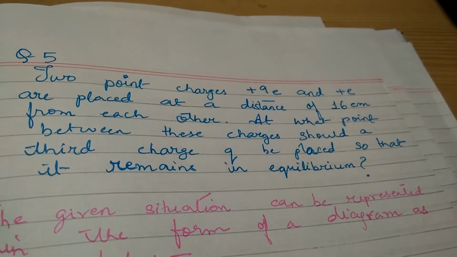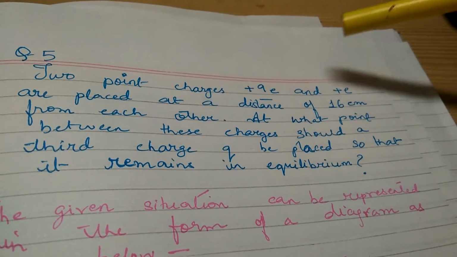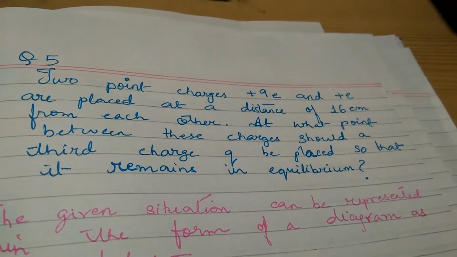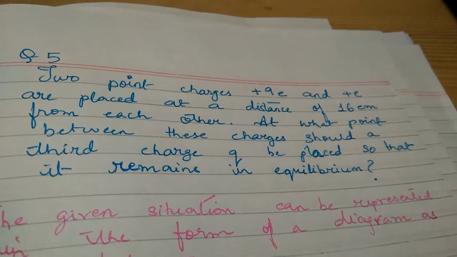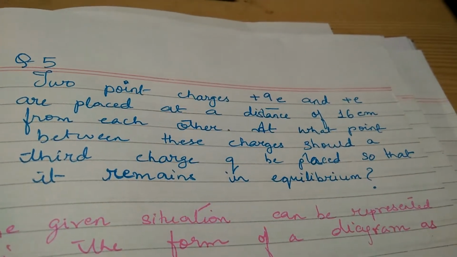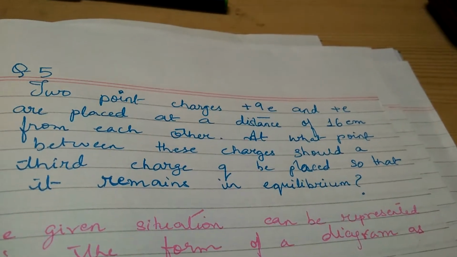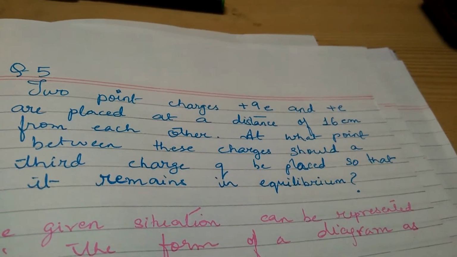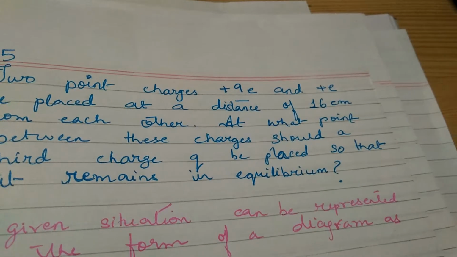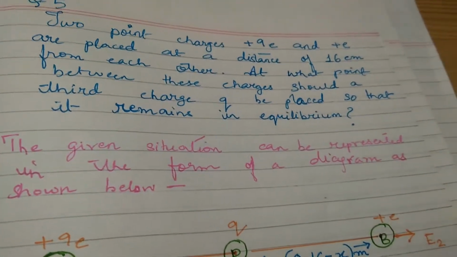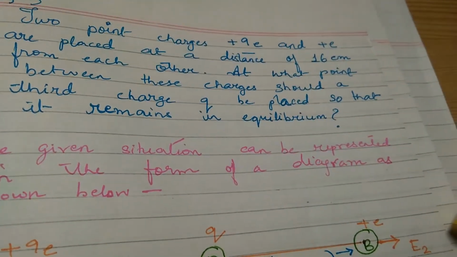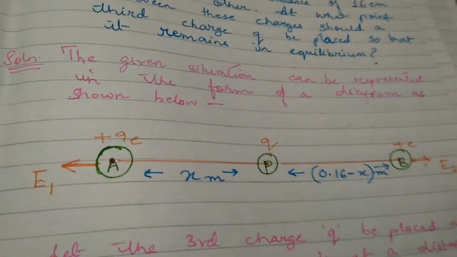So today we will be looking at one more numerical. It goes like this. 2 point charges plus 9e and plus e are placed at a distance of 16 centimeter from each other. At what point between these charges should a third charge q be placed so that it remains in equilibrium? The given situation can be represented in the form of a diagram as shown below.